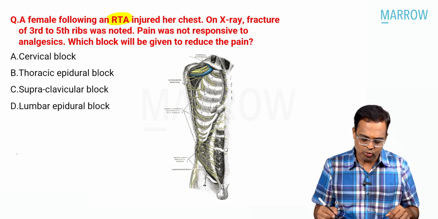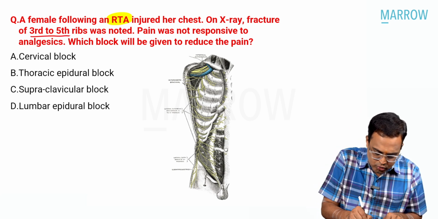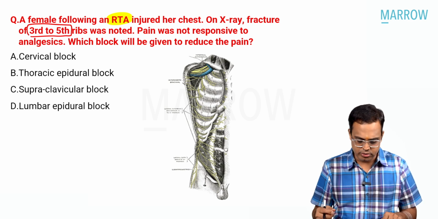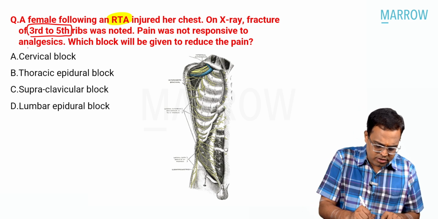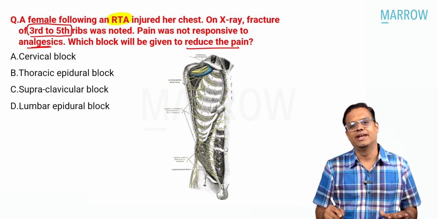A female following a road traffic accident injured her chest. On X-ray, there is a fracture of the 3rd to 5th ribs, somewhere between 3 to 5 ribs. Some students have said up to 8 ribs also. Okay. Pain was not responsive to the routine analgesics. Which of the following blocks should be given?